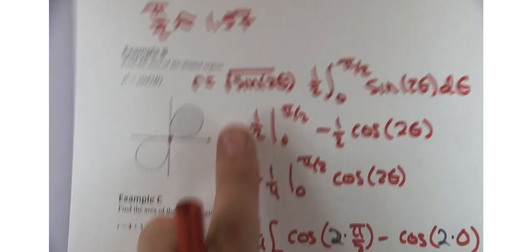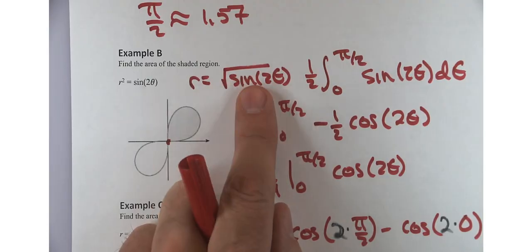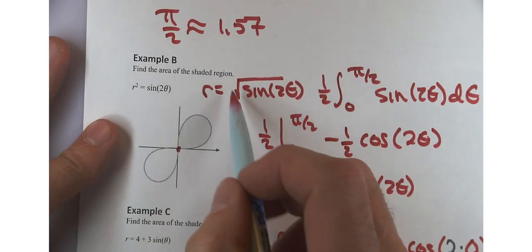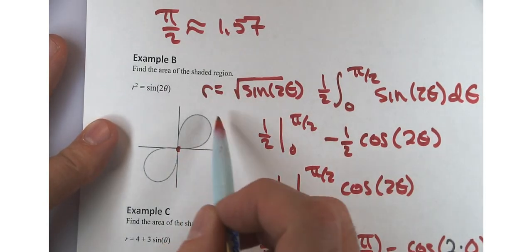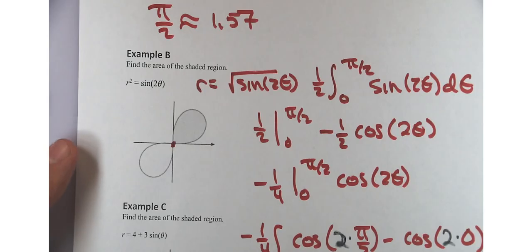You can check it. 2 times pi over 2 would be pi. Sine of pi is 0. So at that point, you have the square root of 0, so the radius has come back to the pole here. All right, good question.